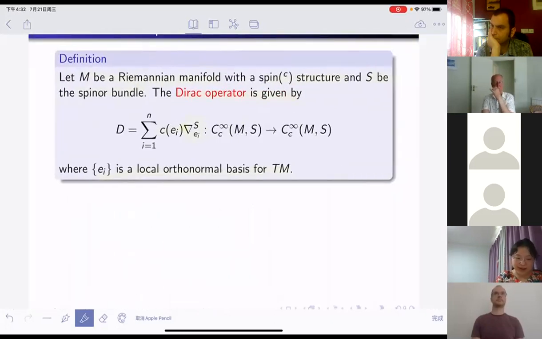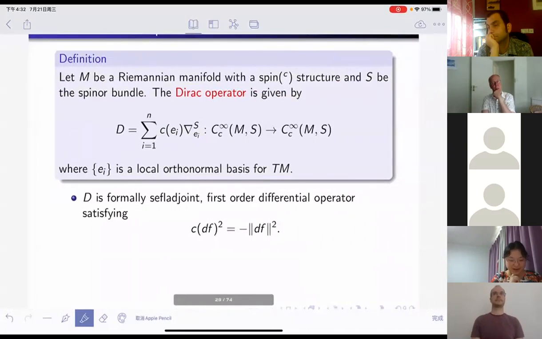And one can see that in the case of R^n, this nabla is just replaced by the directional partial derivative, and this e_i is just some matrix. But in general, we won't have a constant e_i in the case of a manifold. So this is the definition of the Dirac operator. And one can further check with this very precise definition that D satisfies the conditions I specified for a Dirac type operator on the first slide. That is, it is formally self-adjoint, first order differential, and satisfies this condition.